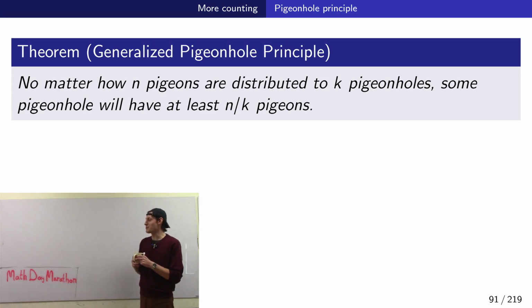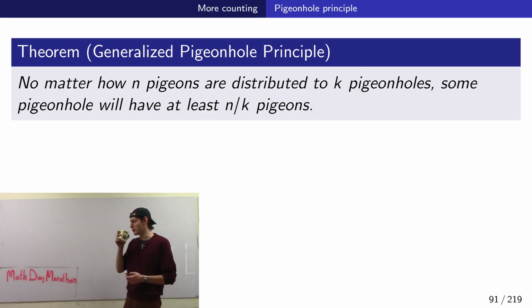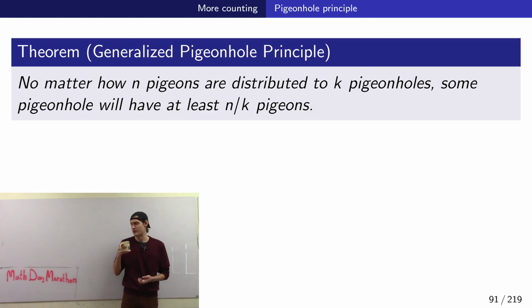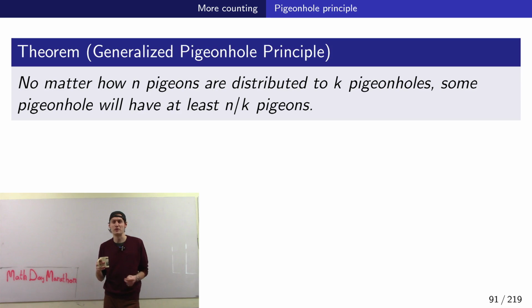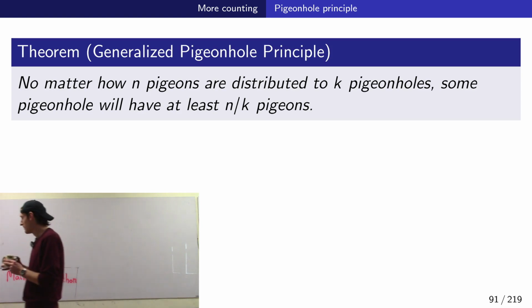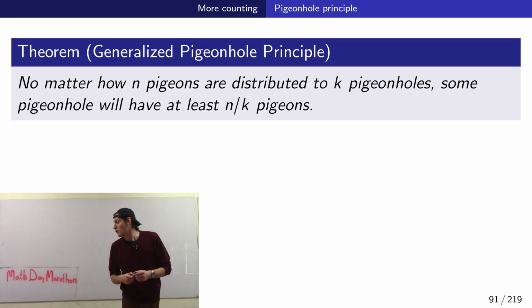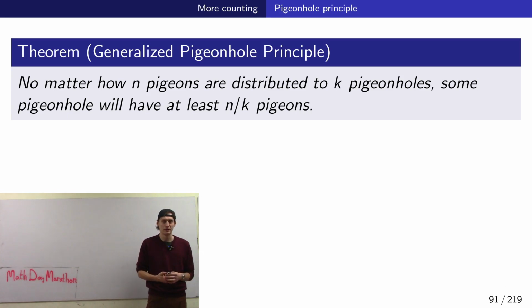All right, so now I'm going to present this as the generalized pigeonhole principle, which takes these ideas of the pigeonhole principle we've been talking about and extends them further. I'll justify it a little bit, but I'm not going to go so far as to prove this, but this would hopefully make sense. This says that no matter how n pigeons are distributed into k pigeonholes, some pigeonhole will have at least n over k pigeons.